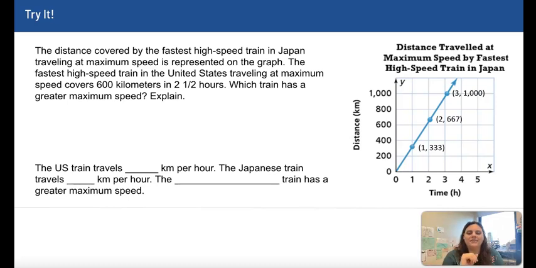Now's your chance to try one like this. The distance covered by the fastest high-speed train in Japan traveling at a maximum speed is represented on the graph here. The fastest high-speed train in the United States traveling at maximum speed covers 600 kilometers in 2.5 hours. Which train has the greater maximum speed? You're going to want to figure out the U.S. train's speed in kilometers per hour, and then use the line in the graph to help you find how many kilometers per hour the Japanese train moves.